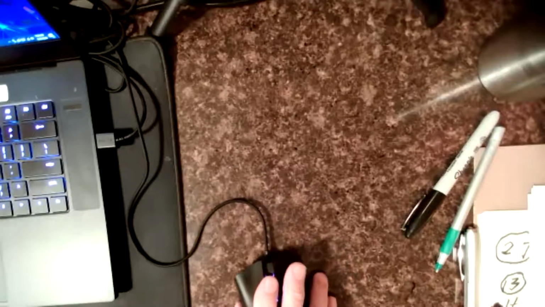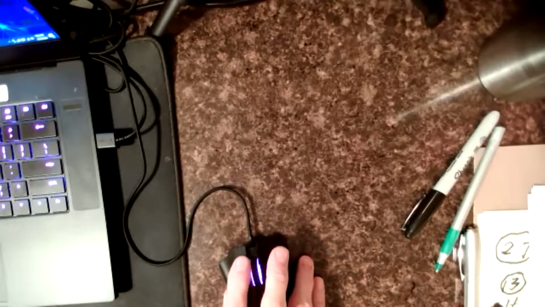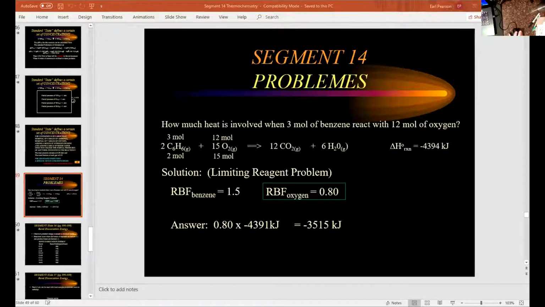Okay, and then go back to a screen share. This one. Okay, are you seeing a screen that says problems, segment 14? Yes, sir. Good, okay, all right.